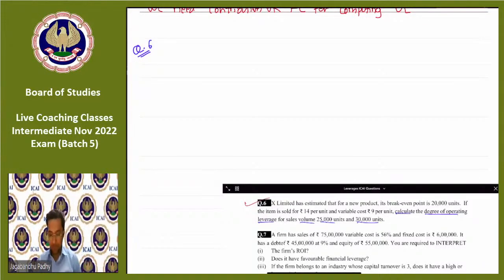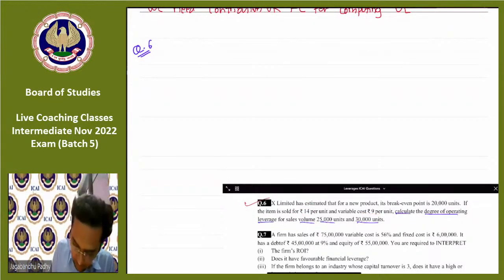X Limited has estimated that for a new product, the break-even point is 20,000 units. If the item is sold for rupees 14 per unit and variable cost is 9 per unit, calculate the degree of operating leverage for sales volume 25,000 units and 30,000 units. One item is sold for 14 rupees per unit and 9 rupees is the variable cost.